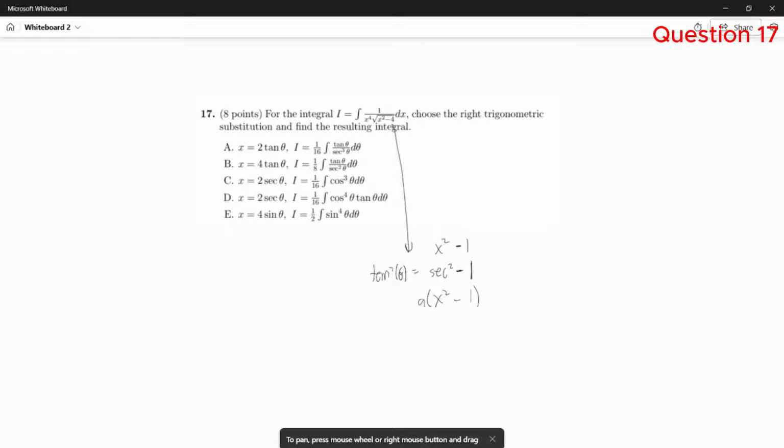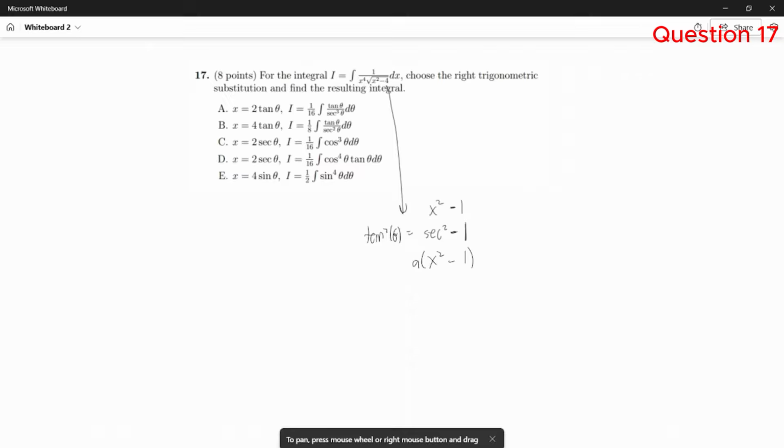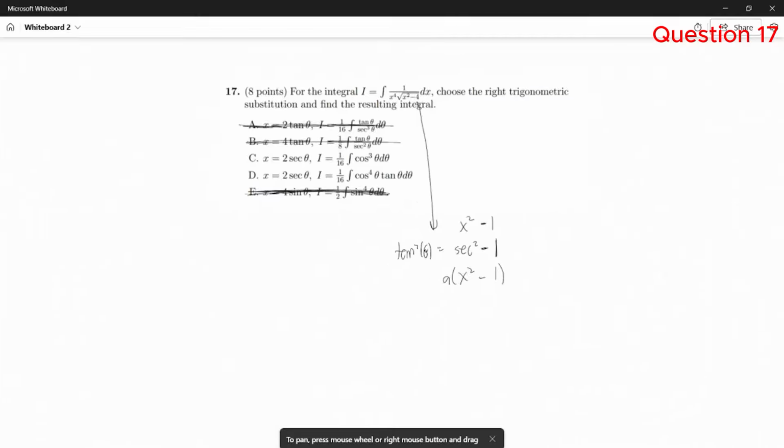So we can actually use secant squared to simplify this square root that we have in the function currently, which means that for that to be possible, our x function cannot be tangent, it cannot be sine, it has to be some form of secant theta. So that means we can eliminate answers A, B, and E, and all we're left with are answers C and D. So let's begin with the function x equals 2 secant theta.